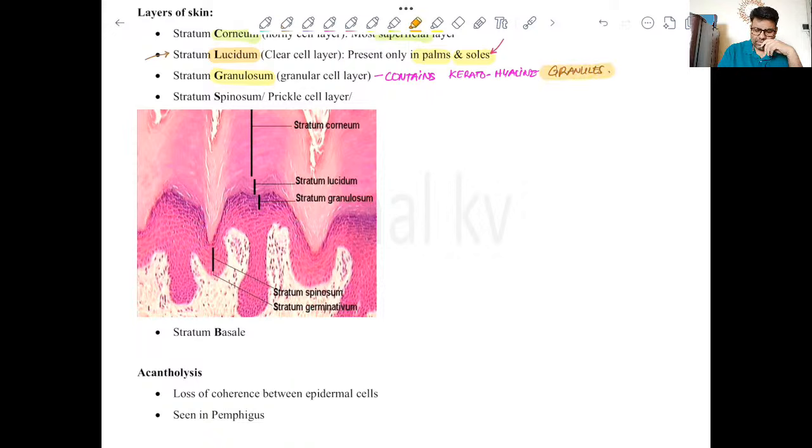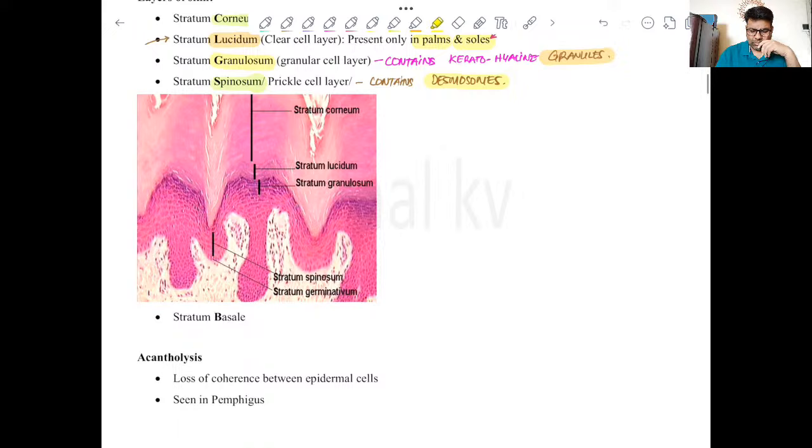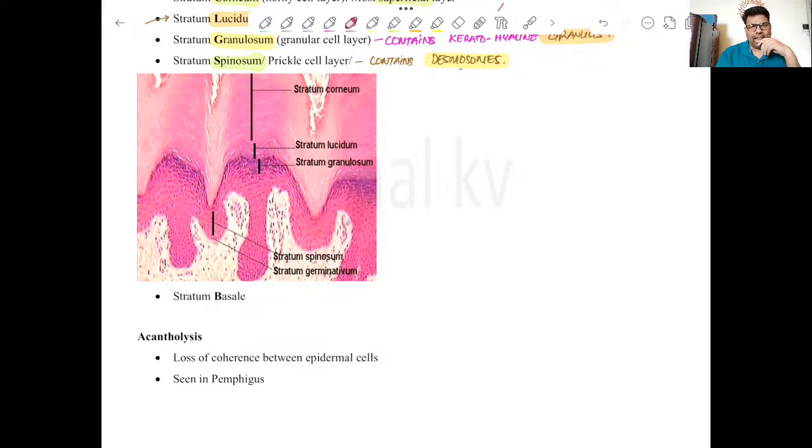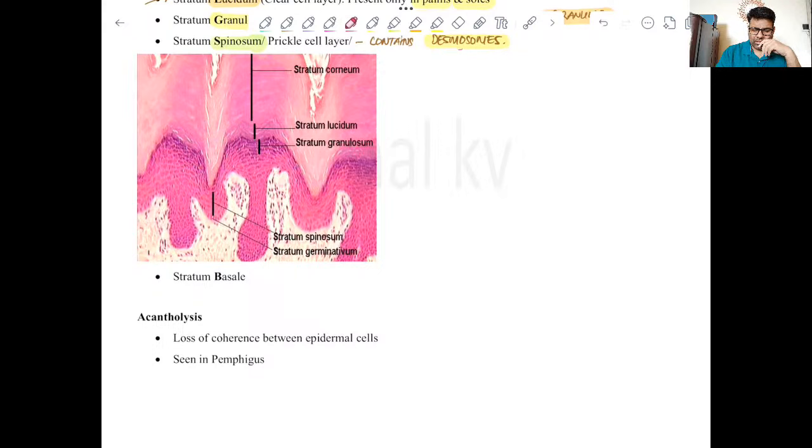Then the next layer is stratum spinosum. Now spinosum means something like spines. So here there are desmosomes, which give a spinous appearance. So this is the stratum spinosum, or the prickle cell layer. Now these desmosomes actually help in keeping the epidermal cells together, right? So these desmosomes are, you can say, a sort of connecting protein.